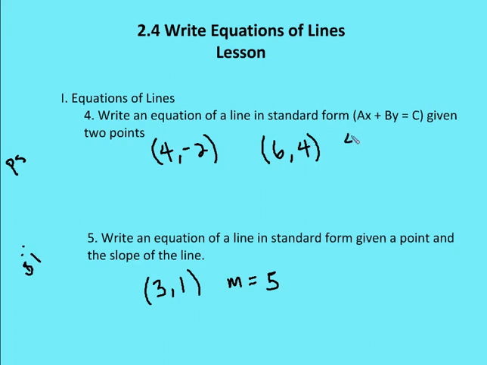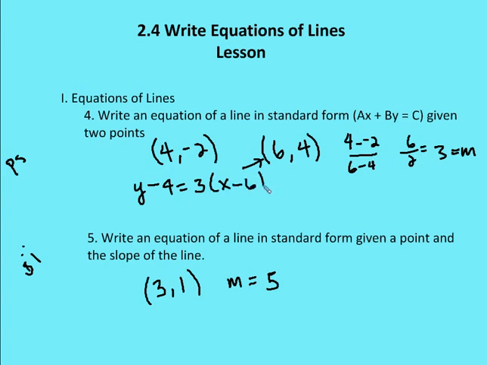4 minus negative 2 over 6 minus 4 gives us 4 plus 2, which is 6 over 2, which gives us our slope of 3. And we take any point. Let's take 6, 4, and we plug that in. y minus 4 is equal to the slope 3 times x minus 6. That gives us y minus 4 is equal to 3x minus 18. I add 4 to both sides, and I get y is equal to 3x minus 14.